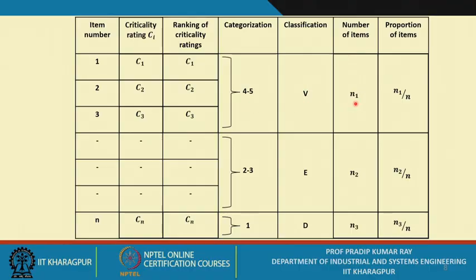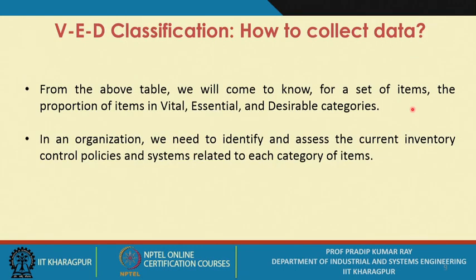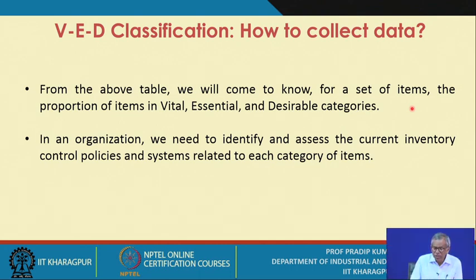So now you count how many, let's say n1 numbers in V category, n2 numbers in E category, and n3 numbers in D category. So the proportion of items is n1 by n, n2 by n, and n3 by n. N is the total number of items. Okay, so this way you present the table. Now from the above table we will come to know, for a set of items, the proportion of items in vital, essential, and desirable categories. Already I have mentioned. You look at the table, immediately you will get these proportions.